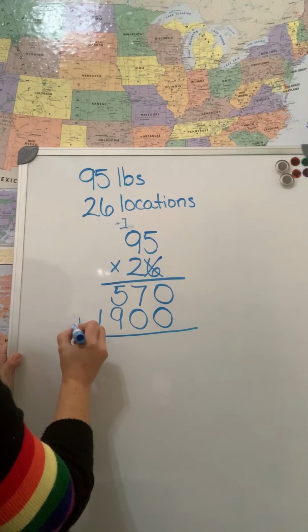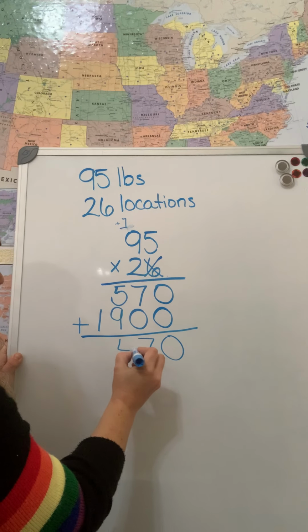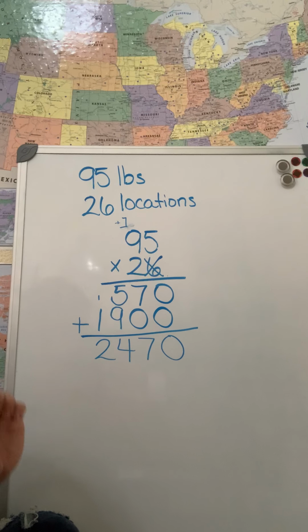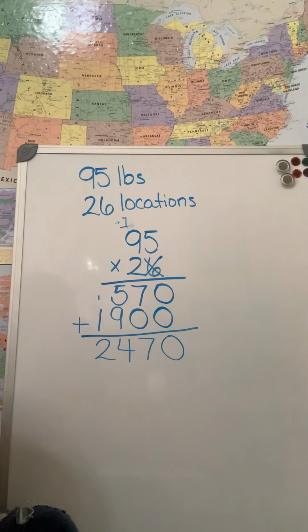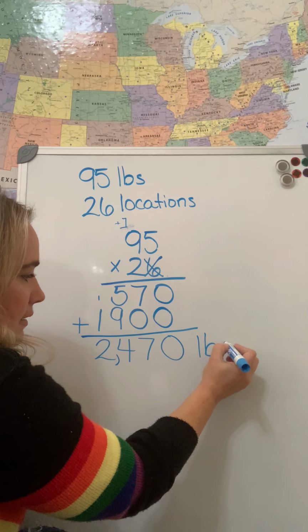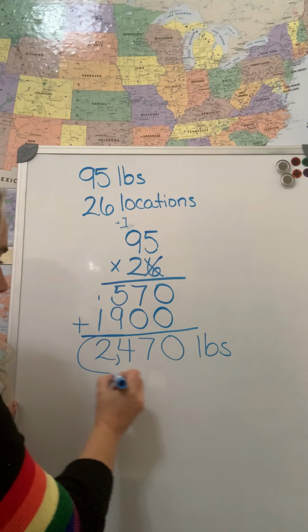We're going to add that up. We get 0, 7, 14, 2. So all together, how many pounds of potatoes did the restaurant purchase? All together, they purchased 2,470 pounds. Okay?